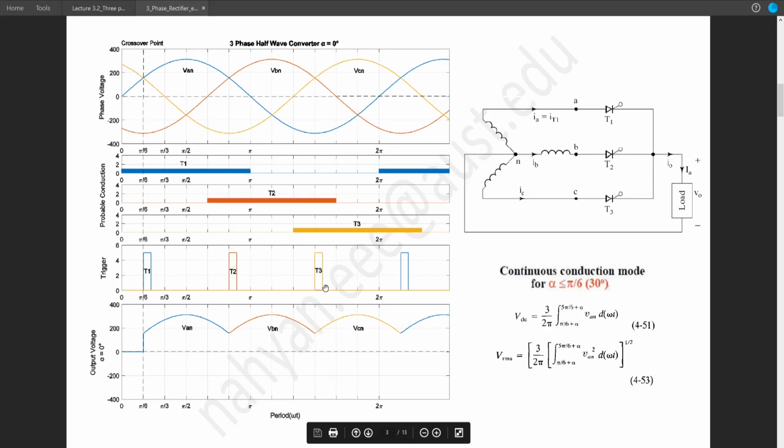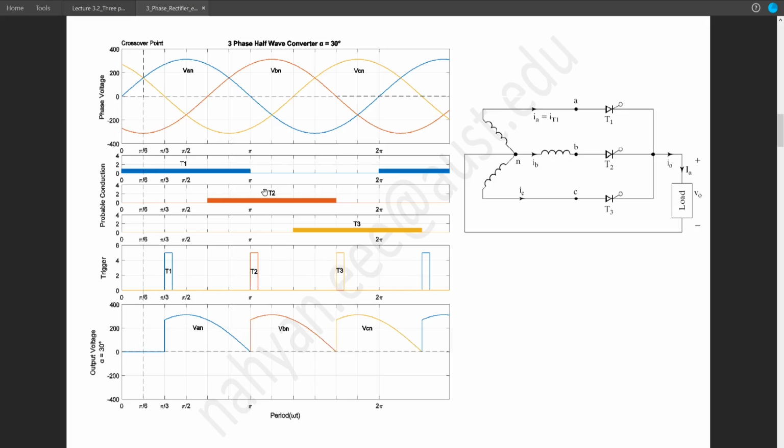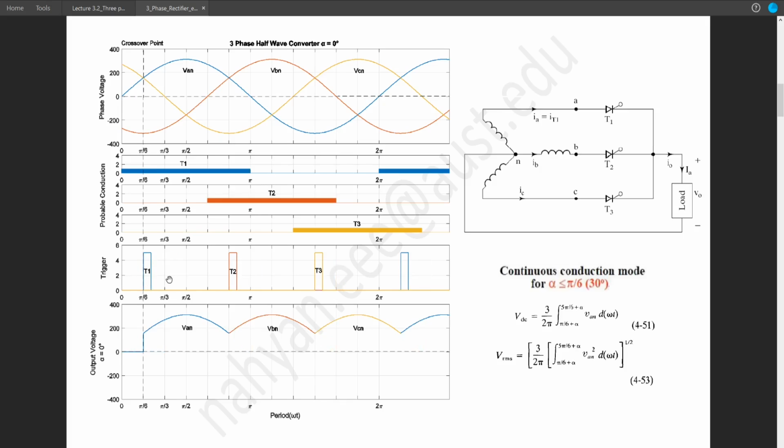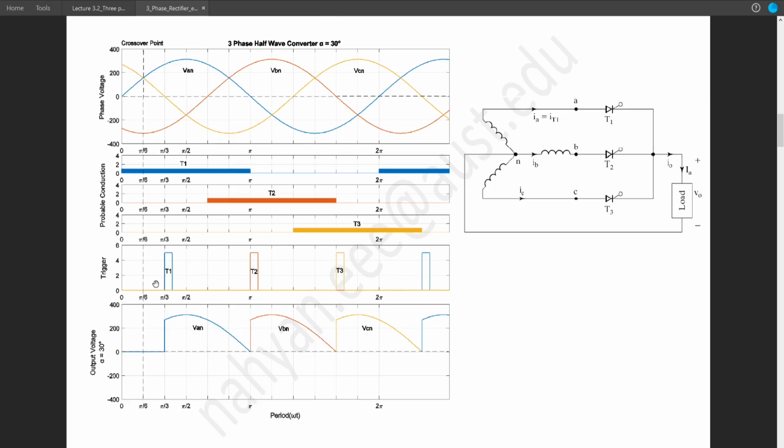So if we continue to solve this for alpha equal 30 degree, then the input and conduction zones will be same, but the trigger will be shifted by another 30 degree. So if we compare it with alpha equals 0, it will be shifted another 30 degree. The entire group will shift 30 degree further. So the entire group means T1, T2 and T3.